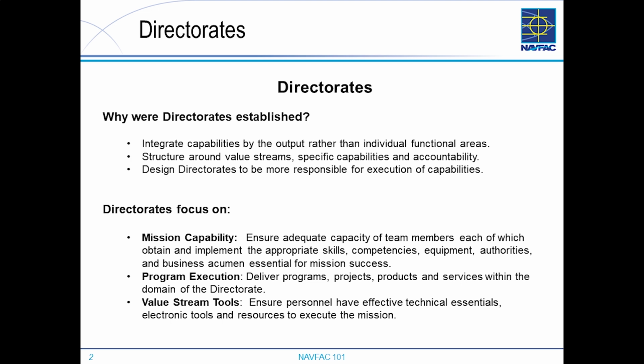The first was to integrate our capabilities by output rather than individual functional areas. So an example of what that first bullet means is the MTP3 process, which stands for Milcon Team Planning and Programming Process, MTP3. It's basically a diagram that shows the deliverables and key meetings that take place for a Milcon project prior to the award of the construction contract.